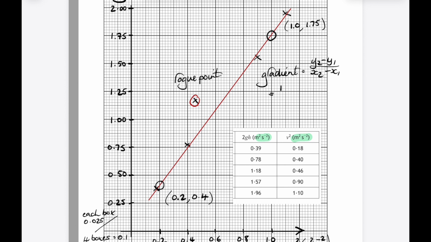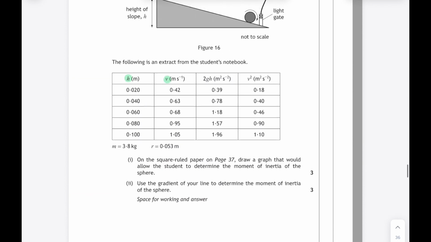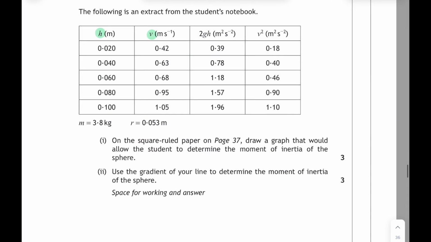So if I substitute them into my gradient relationship, it will be 1.75 minus 0.4 over 1.0 minus 0.2. And if I do that on a calculator, that gives me a gradient of 1.69. Remember, that's got no units because the units on the y-axis cancel out with the units on the x-axis. So my gradient is 1.69.